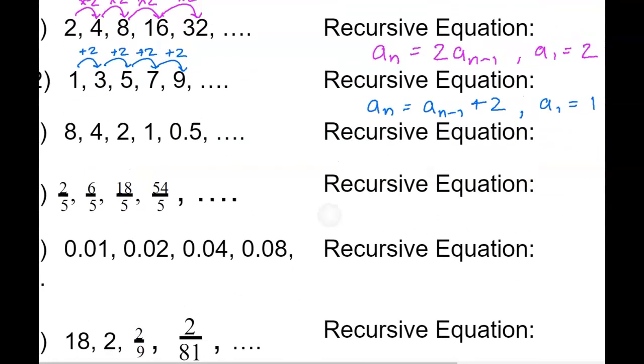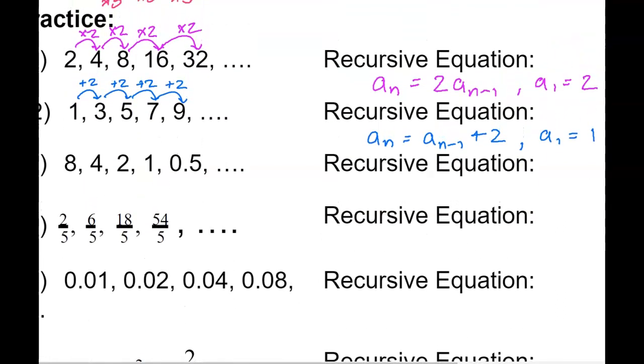Let's do it again. 8421.5. What are we doing? We are dividing by 2. Or, what's the same thing as dividing by 2? Multiplying by 1/2. You can do either. You can write either. Divide by 2 or multiply by 1/2.